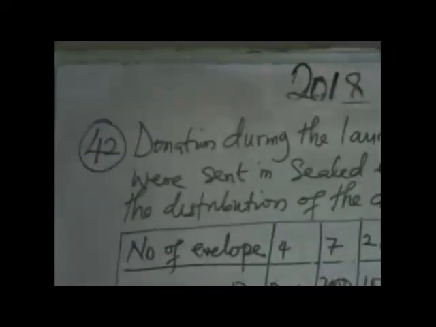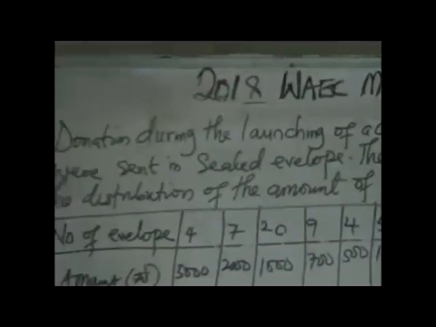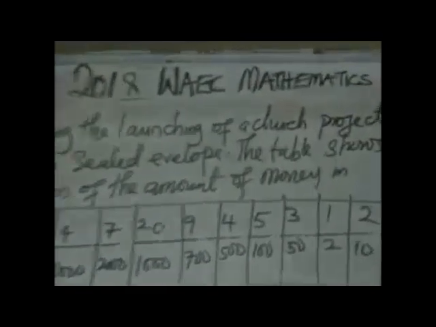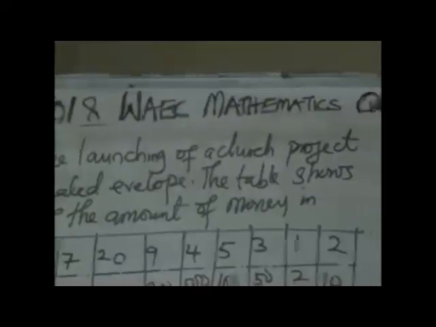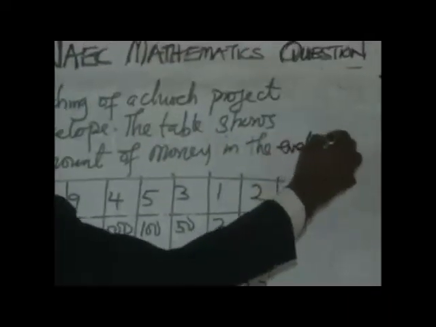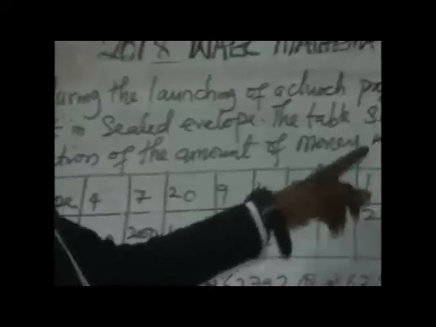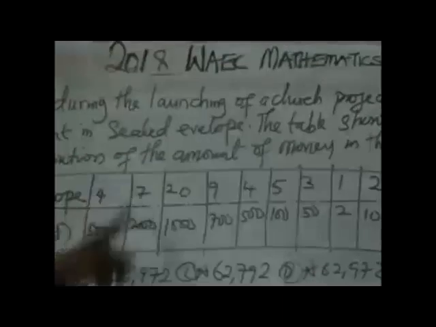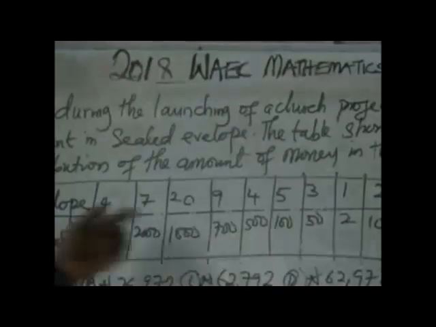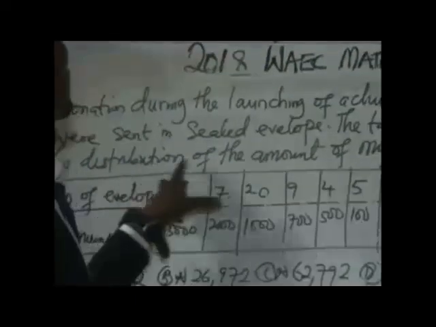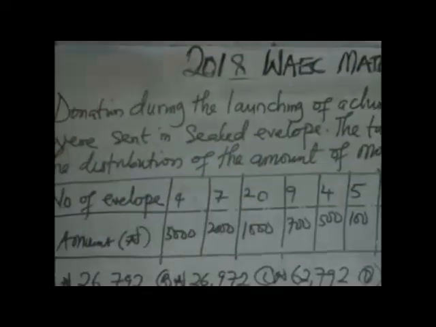Now here is question 42 of 2018 WAEC mathematics questions. 42. Donations during the launching of a church project were sent in sealed envelopes. The table shows the distribution of the amount of money in the envelopes, alright? Let's complete it. Number of envelopes: 4, 7, 20, 9, 4, 5, 3, 1, 2. Now, the amounts in the envelopes: 5,000, 2,000, just like that in the distribution. Now, we have to find the total amount of money in the envelopes, okay?